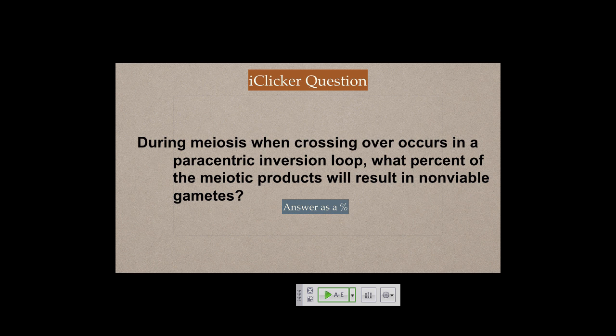During meiosis, when crossing over occurs in a paracentric inversion loop, what percentage of the meiotic products result in non-viable gametes? Well, that's what we were just talking about.